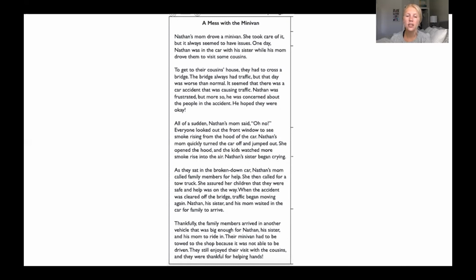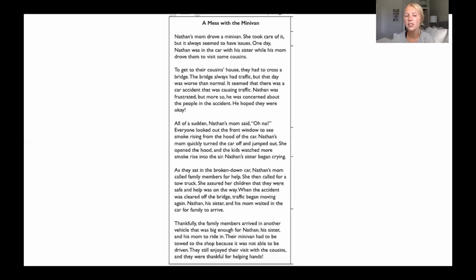When the accident was cleared off the bridge, traffic began moving again. Nathan, his sister, and his mom waited in the car for family to arrive. Thankfully, the family members arrived in another vehicle that was big enough for Nathan, his sister, and his mom to ride in. Their minivan had to be towed to the shop because it was not able to be driven. They still enjoyed their visit with their cousins, and they were thankful for helping hands.